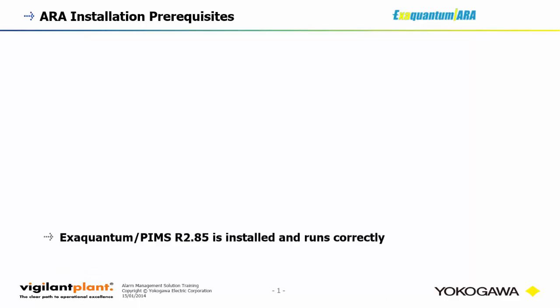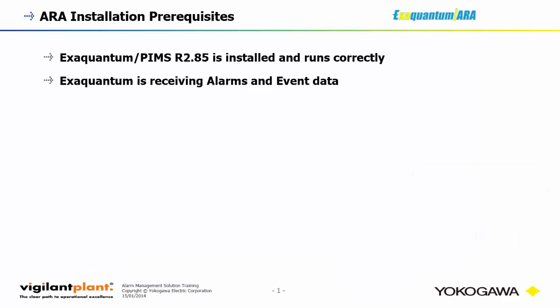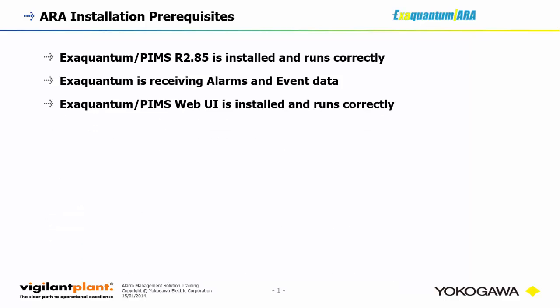Before installing ARA, a number of prerequisites need to be undertaken and checked. Exaquantum PIMs must be installed and running correctly. Exaquantum should be receiving alarm data. The web user interface is installed and running correctly.